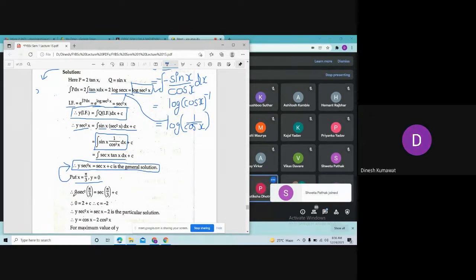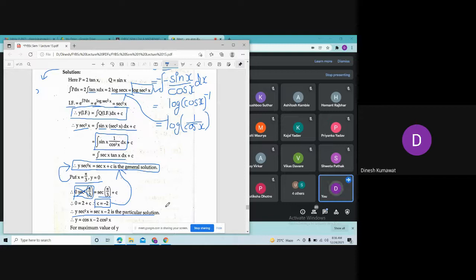So y is 0, which means this term becomes 0. This gives me 2 plus c. So what is the value of c? Sir, -2. C is minus 2. So put the value of c in this general solution. So this becomes the particular solution.